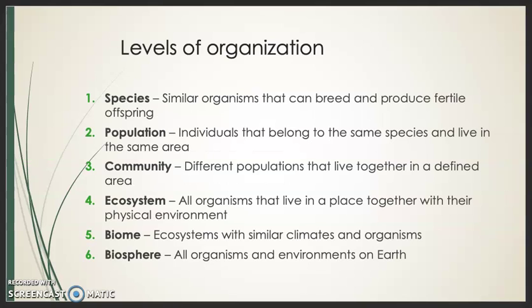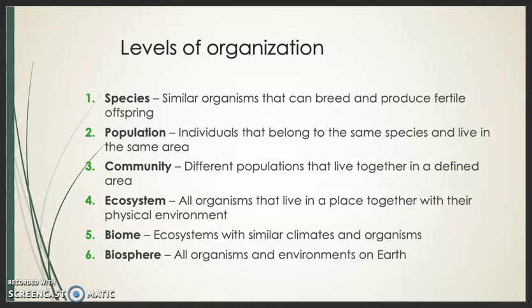So as we move into our levels of organization, we have 6 of them, starting with the smallest level moving up to the largest level. Okay, and at the smallest level, we also have the most abundance there. Okay, so let's start with the first and smallest level of organization, the species.